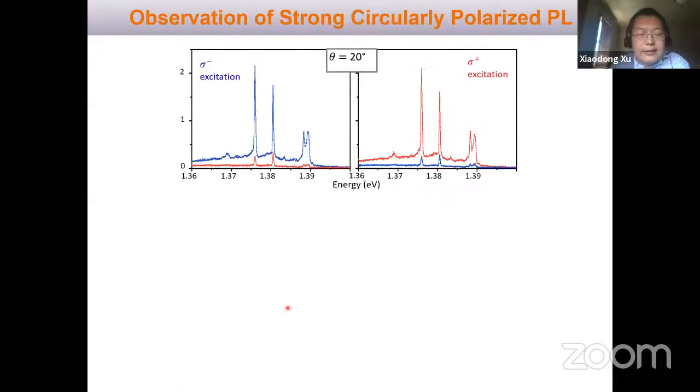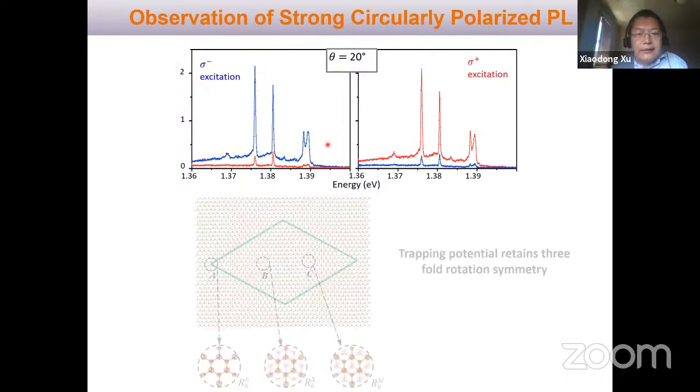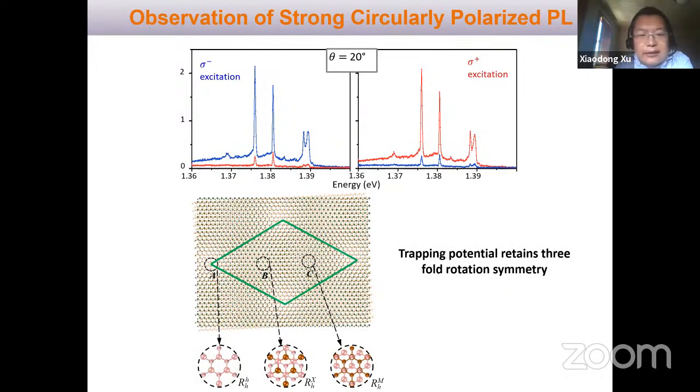So we did that. We excite the system with circularly polarized light, and we do this polarization-resolved photoluminescence. As I show you here, we do observe very strong circularly polarized photoluminescence in the samples. And this is consistent with these Moiré potentials, right? Because every high-symmetry point actually has these three-fold rotation symmetries, consistent with what we see in the circular polarizations. But that's not enough, right?